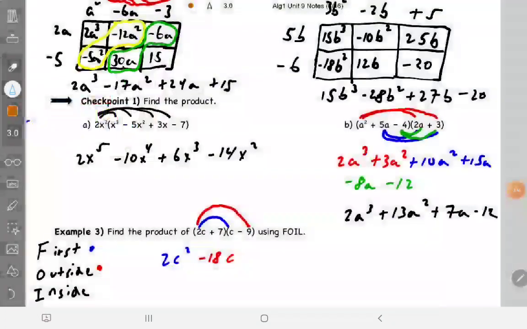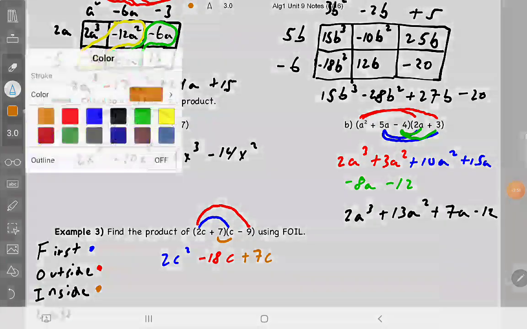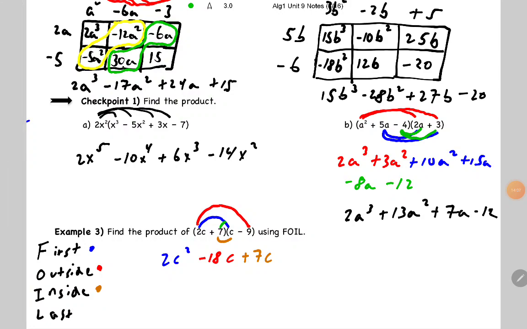And then, I guess let's use another color. Inside, the two inside numbers. So that's 7 times c, which is 7c. And then lastly, last. So the last two numbers, 7 times negative 9, which is negative 63.